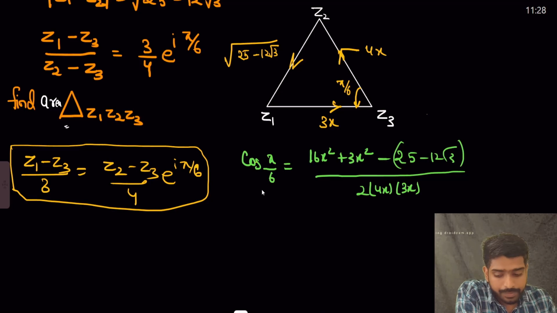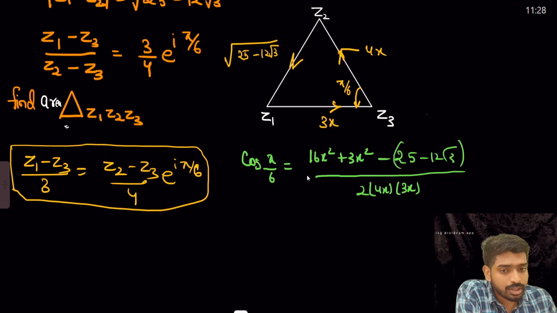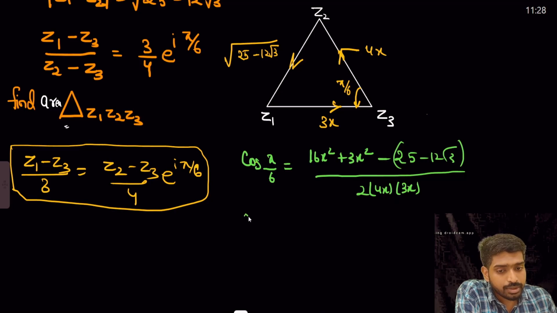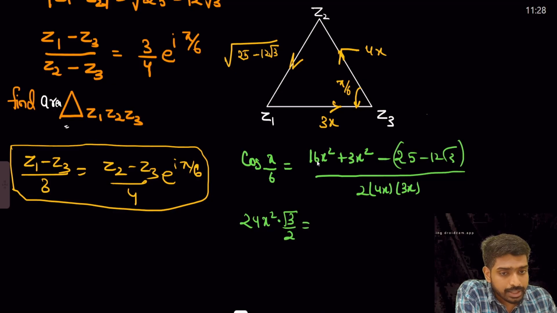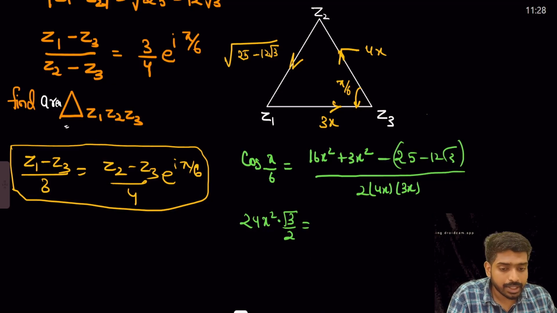Now we'll try to solve this one. Here cos 30 degrees is root 3 by 2, and here we'll cross multiply. 4 twos are 8, 8 threes are 24x square. I'll multiply 24x square by root 3 by 2, which equals 16x square plus 3x square. By mistake I have written 3x square, it will be 9x square, right? It will be 9x square.